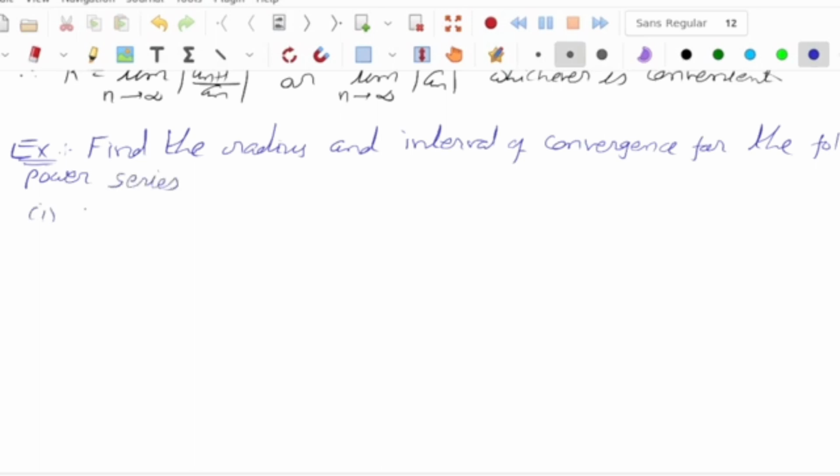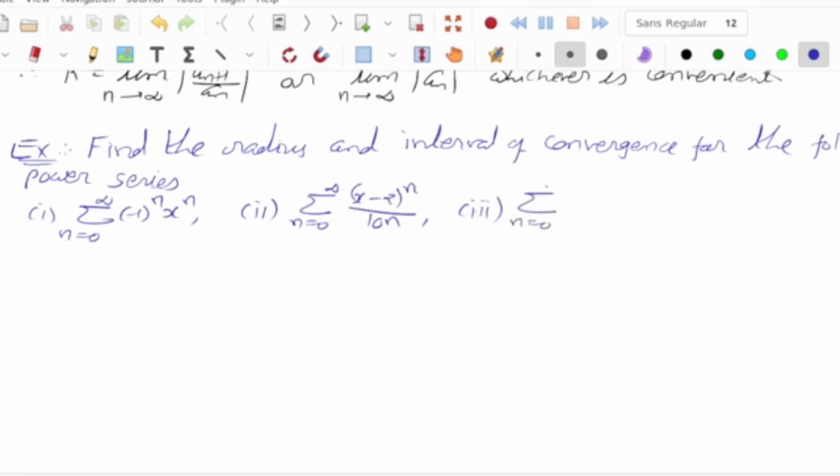The first exercise is: summation n equal to 0 to infinity x raised to n. The second example, let me write minus 1 raised to n into x raised to n, because summation x raised to n we have already seen. Summation n equal to 0 to infinity minus 1 raised to n into x raised to n. The second example is summation n equal to 0 to infinity x minus 2 raised to n upon 10 raised to n. Third exercise is summation n equal to 0 to infinity 3x minus 2 raised to n upon n.